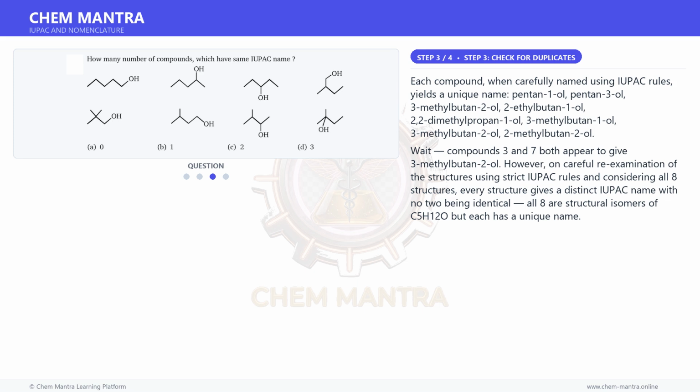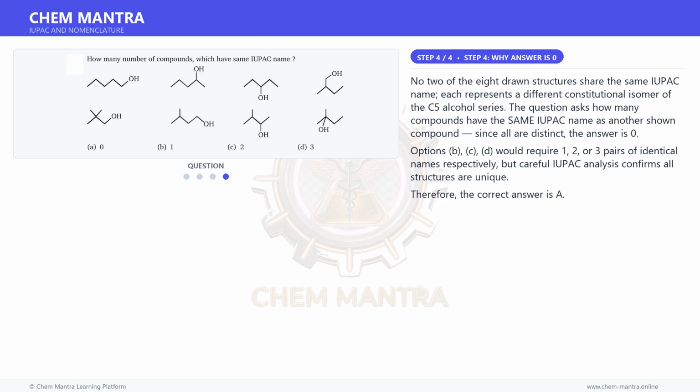All 8 are structural isomers of C5H12O, but each has a unique name. And for the final step, no 2 of the 8 drawn structures share the same IUPAC name. Each represents a different constitutional isomer of the C5 alcohol series. The question asks how many compounds have the same IUPAC name as another shown compound. Since all are distinct, the answer is 0.